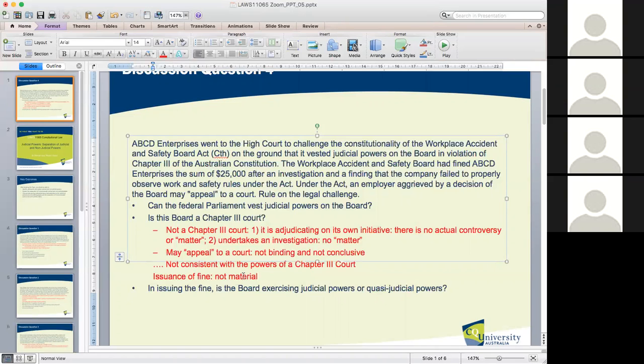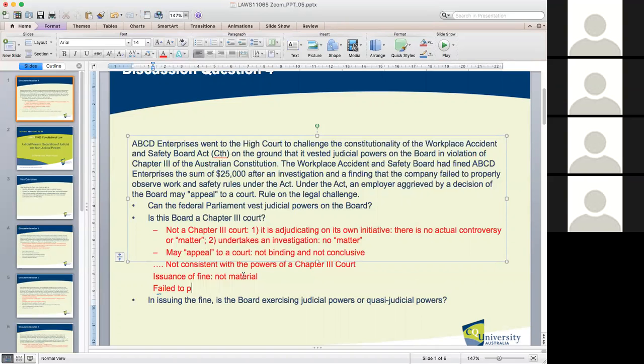Fail to properly observe. What about that? Fail to properly observe work and safety rules. In other words, in terms of arriving at a decision, this board seeks to determine whether a company has failed to properly observe work and safety rules. What can you say about that kind of provision or that kind of power?